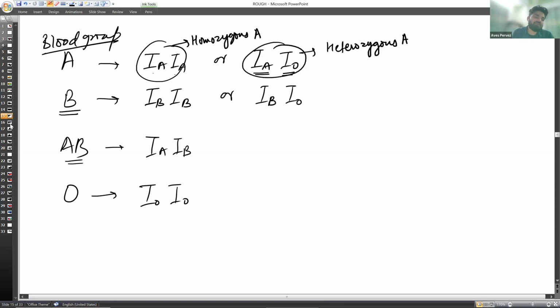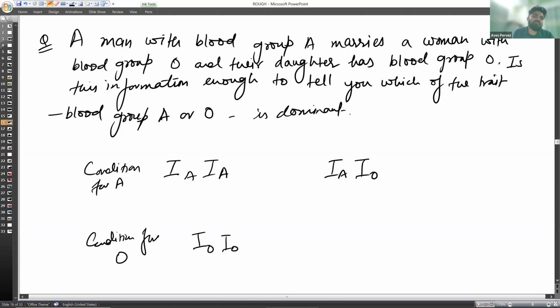If a question comes in examination, this is a question that is asked in the NCERT textbook: a man with blood group A marries a woman with blood group O, and their daughter has blood group O. Is this information enough to tell you which of the traits, blood group A or O, is dominant?